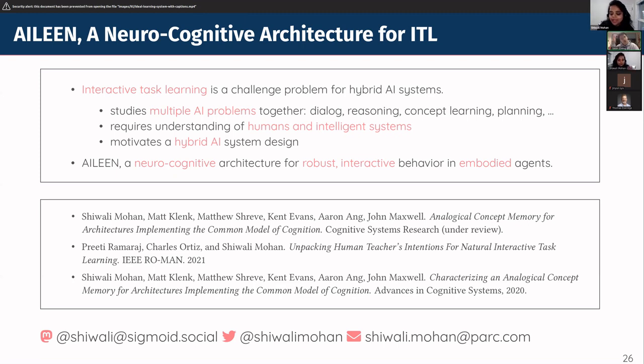It's only then we can build agents or artificial intelligence systems that can interact well with humans, right? It studies multiple AI problems together. It requires an integrated architecture that can bring different cognitive models together in a single systemic way. And then we talked about AILEEN, and I went through how AILEEN uses analogical reasoning and generalization to learn from linguistic human interaction. There are some papers that might be interesting to read.